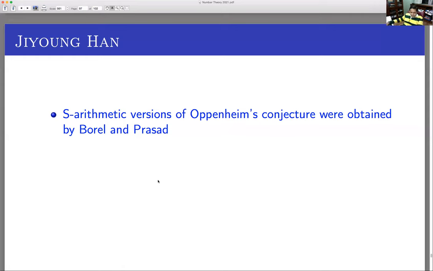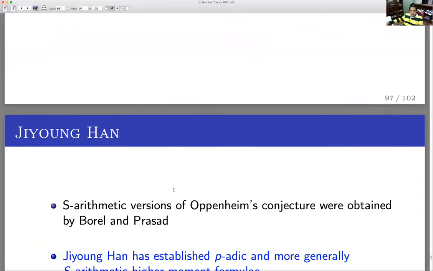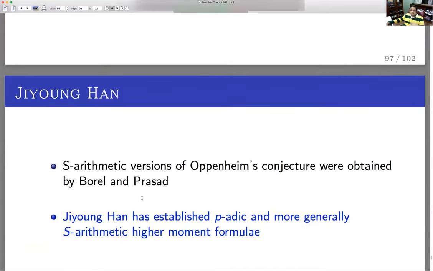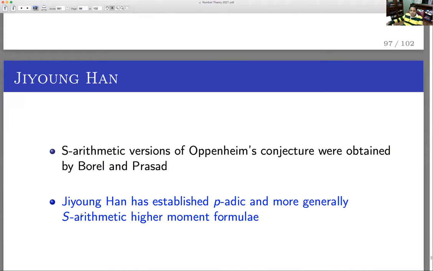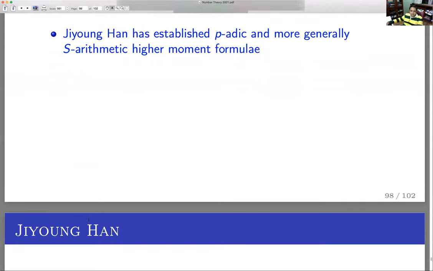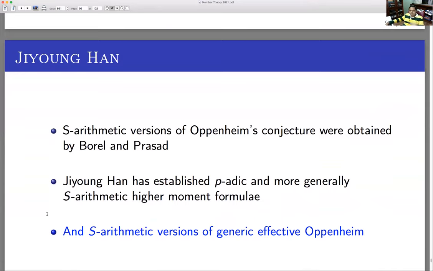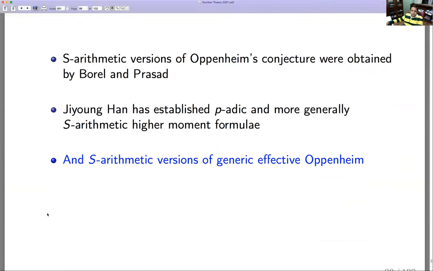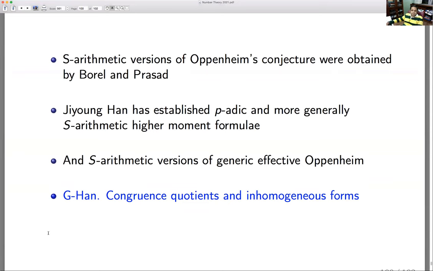And Jiyoung has done a lot of work on this. Recently she has established S-arithmetic versions of these higher moment formulae on the space of lattices that I was just discussing. And by establishing those, she has obtained p-adic versions of this generic effective Oppenheim. And then using her approach, she and I proved some results about moment formulas on congruence quotients. So some analog of the results of myself and Kelmer and Liu for p-adic quadratic forms. So she has some very nice work.